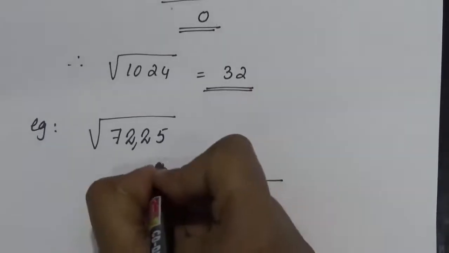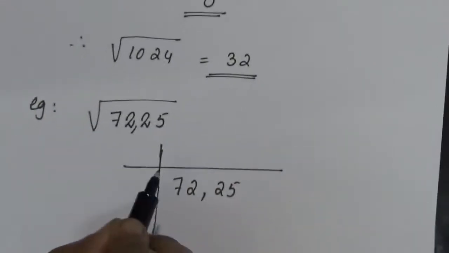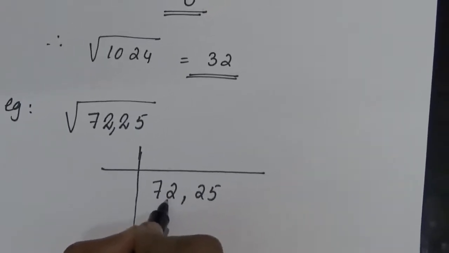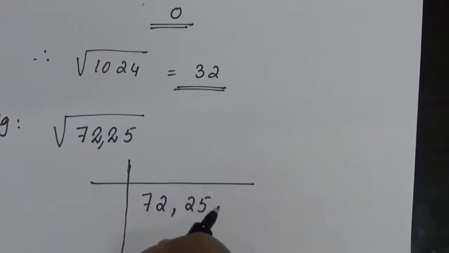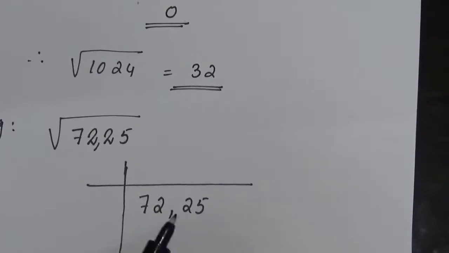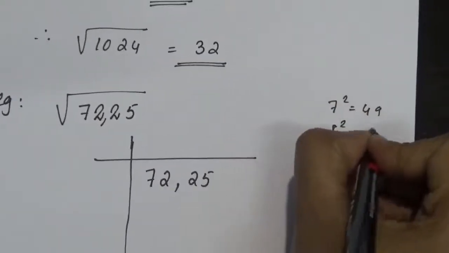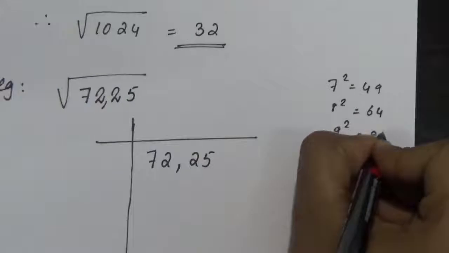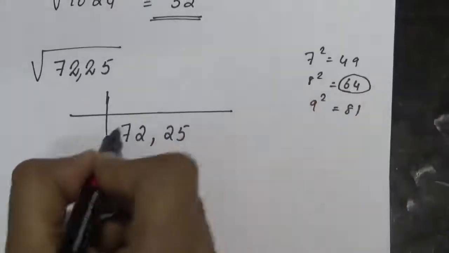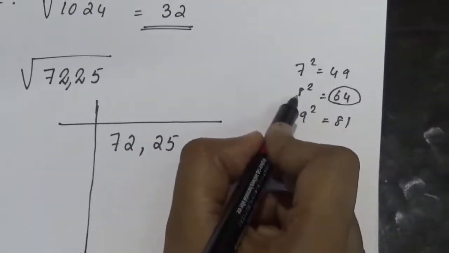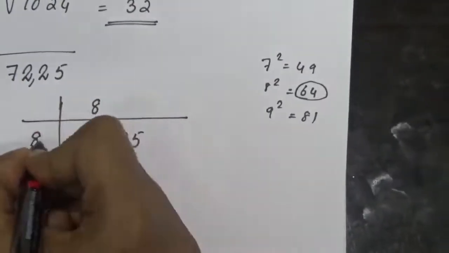Now we have the first period, that is 72. Find the perfect square which is less than 72. What are the perfect squares? 1, 4, 9, 16, 25, 36, 49, isn't it? 7 square is 49, 8 square is 64, 9 square is 81. Which is the number less than 72 here? 64 is less than 72, which is the square of the number 8. So we write 8 here, and the other 8 here. So 8 into 8 is 64.